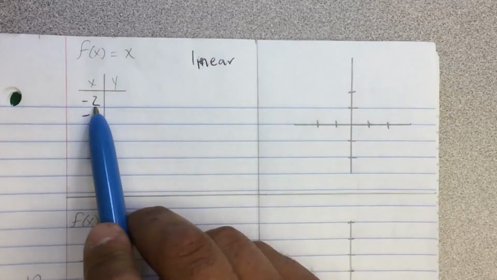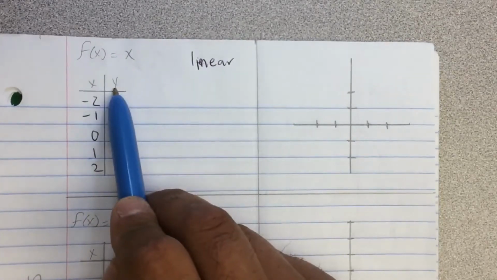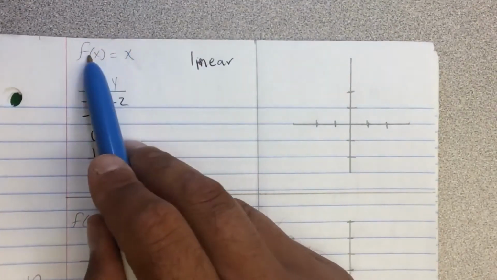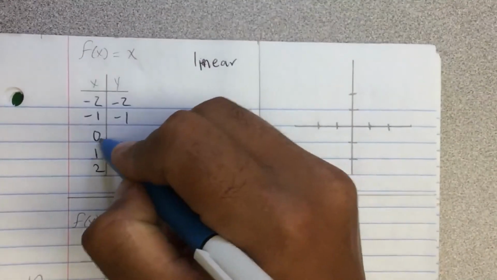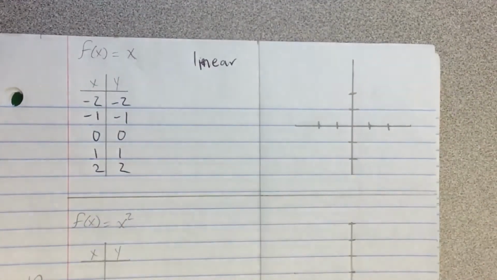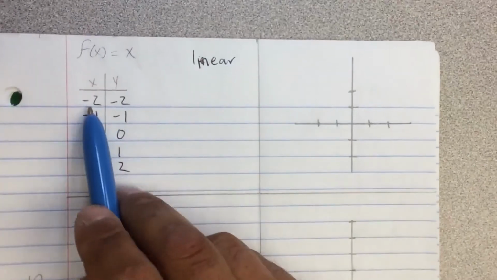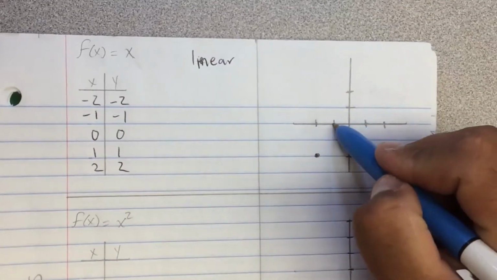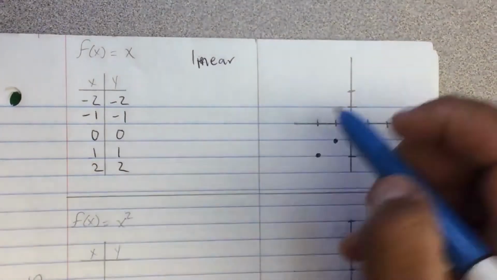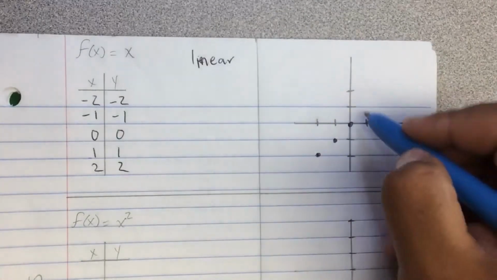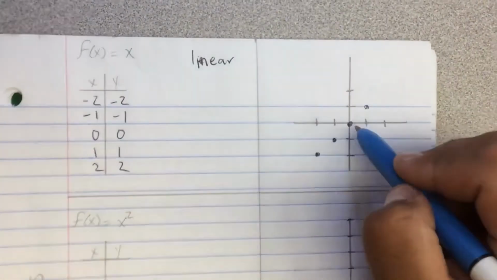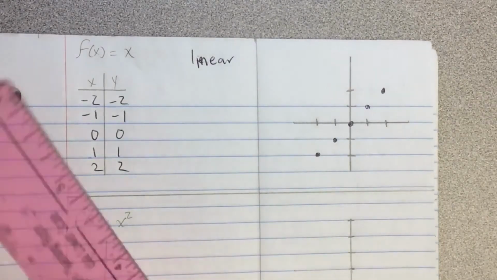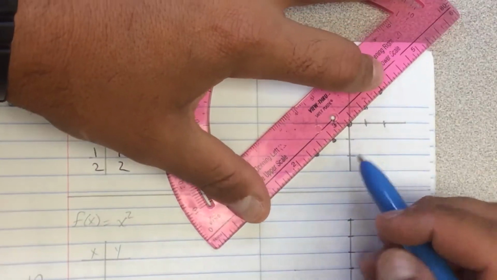So if we plug in -2 for x, the y is actually going to be -2 as well. Once again, we plug in -1 for x, then the y is also going to be -1, and same thing, we're going to have 0, 1, and 2. So on the graph, we have our first point -2, -2, second point -1, -1, then 0, 0, 1, 1, and then 2, 2. And this would give us our first function, which is linear.